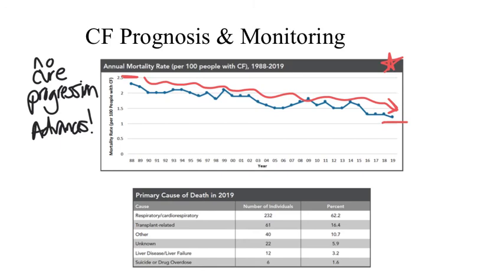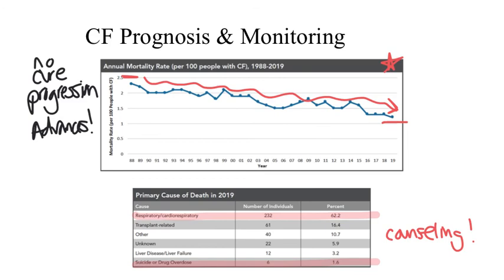As I mentioned previously, the primary cause of death in individuals with cystic fibrosis is respiratory or cardiorespiratory failure, affecting 60% of those with cystic fibrosis. Also very important and not to be forgotten in patients with cystic fibrosis is counseling and other psychosocial interventions, given the propensity to develop mental health disorders and the possibility of suicide or drug overdose in this patient population.